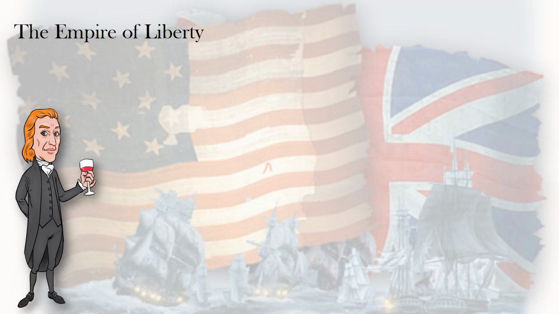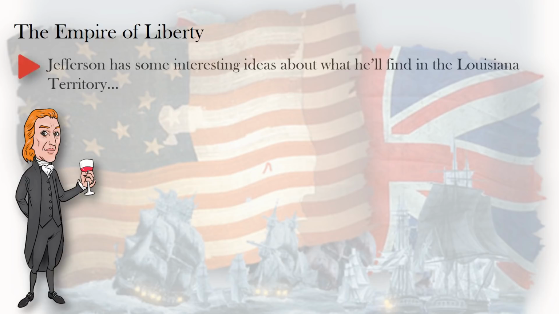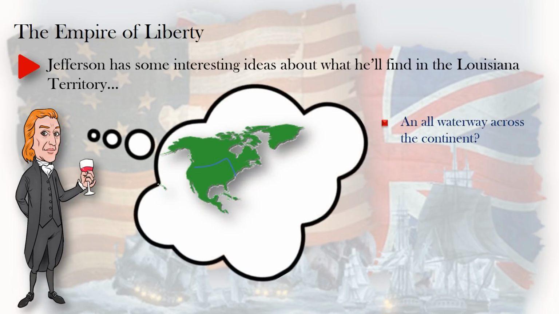Well, like a lot of early 19th century Americans, Thomas Jefferson has some really interesting ideas about what he's going to find in Louisiana Territory. First, he thinks that perhaps he may locate an all-water route across the continent. This is something that people have been looking for since the days of Christopher Columbus, a navigable path through the American continent. It would be great to monopolize that path for trade.